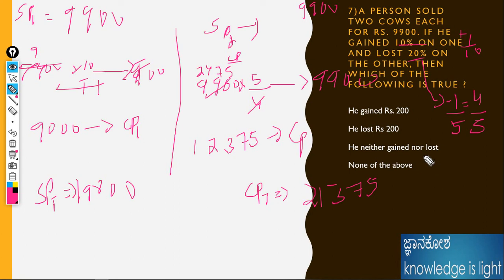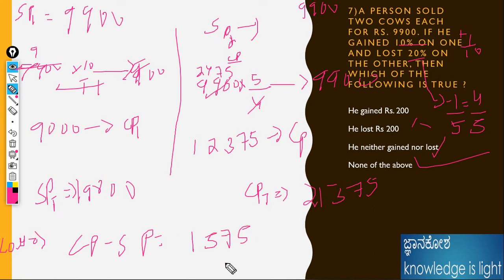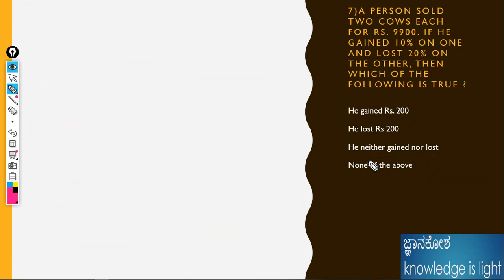Then all the options are wrong. None of the above is the correct option. Therefore a loss is happening here. SP minus CP: if we subtract 19,800 from 21,375, because CP is higher, it should be a loss only. The loss comes as 1,575. None of the above is the answer for this question. I will move on to the next problem.